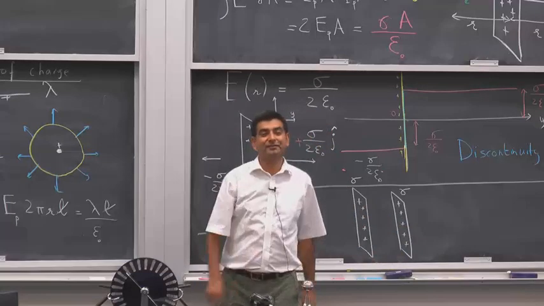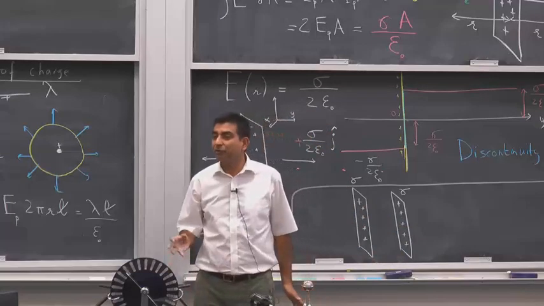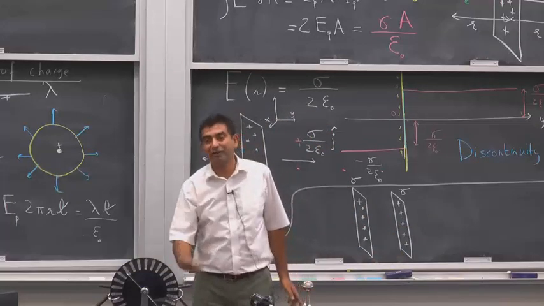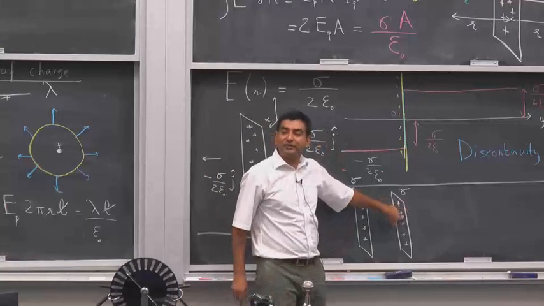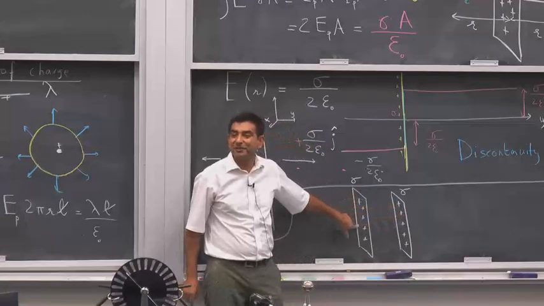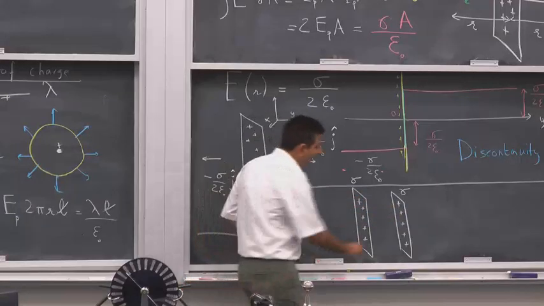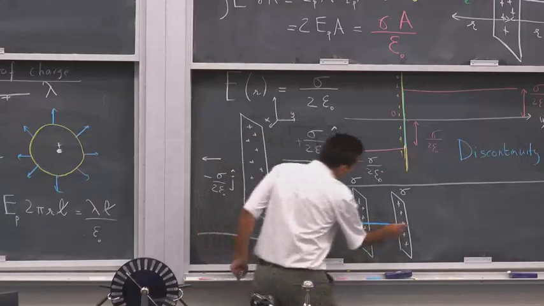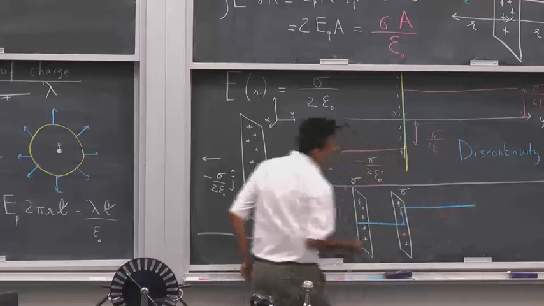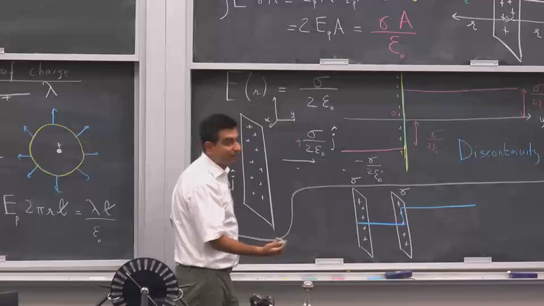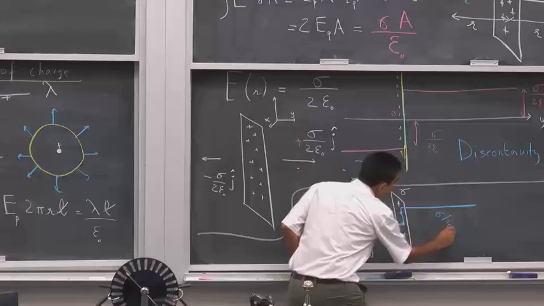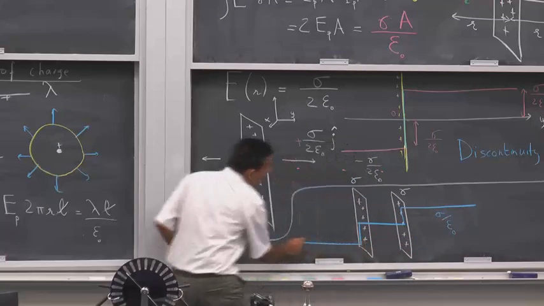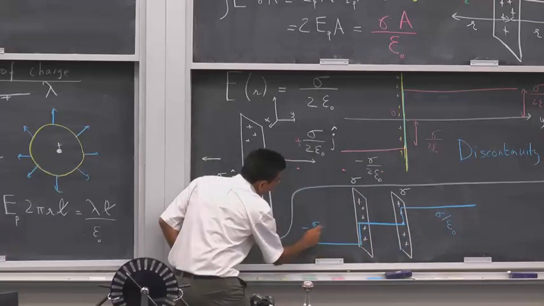Sigma over 2 epsilon naught? No, it's going to be sigma over epsilon naught, because there's a contribution of sigma from this sheet and a contribution of sigma from this sheet. So in between, the electric field is going to be zero. Here the electric field is going to jump to sigma over epsilon naught. And here it's going to be negative, minus sigma over epsilon naught.